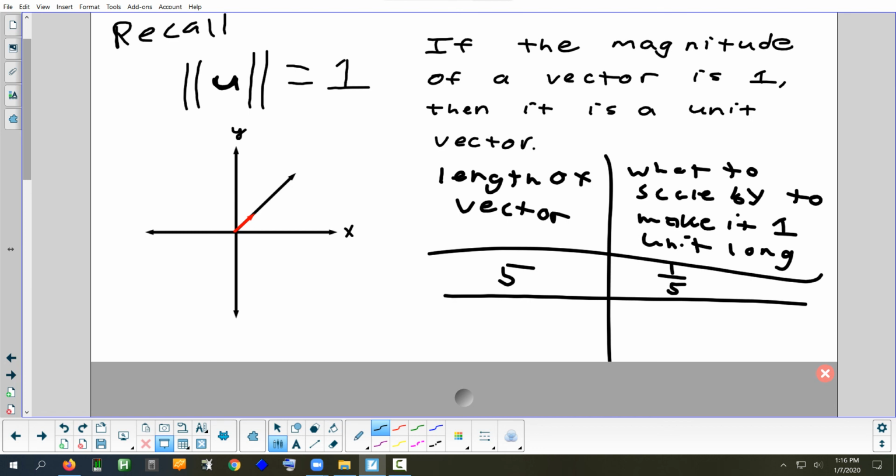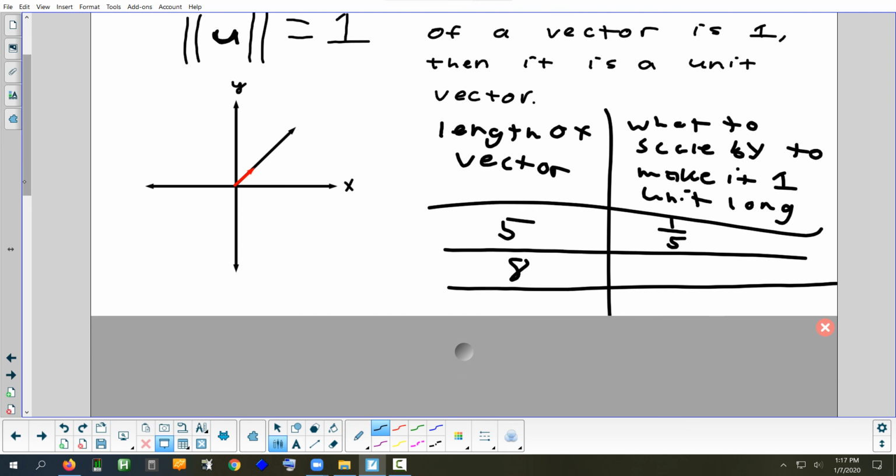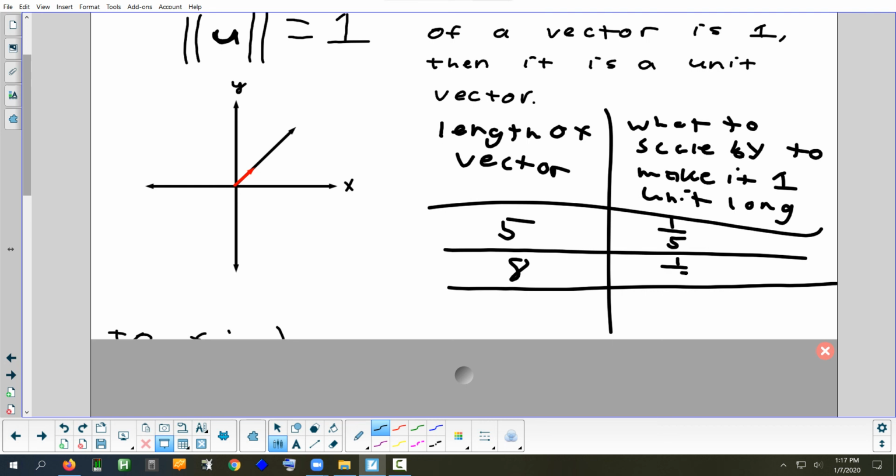Again, I'm not really interested in specifically what you'd scale it by. I'm more interested that you start to notice a pattern of what you scale it by. What if you had a vector that was 8 units long? What would you scale it by to shrink it down to 1 unit? Yeah. 1/8. Now, what if you had a vector that was half a unit long? What would you scale it by to make it 1 unit? This vector is too small. It's different. You got to make it bigger. Yep. 2.